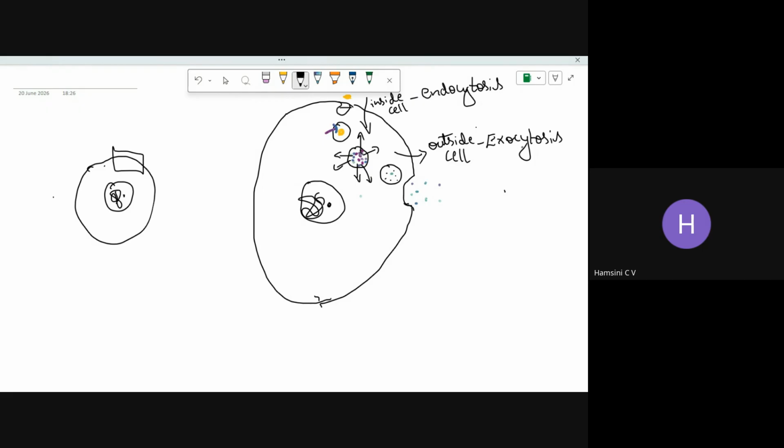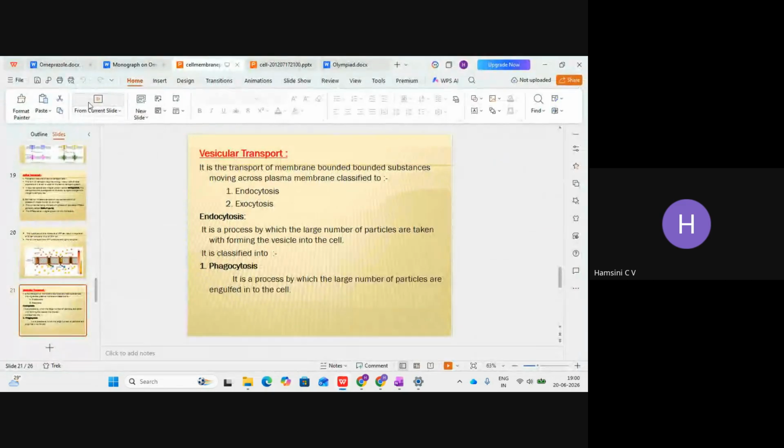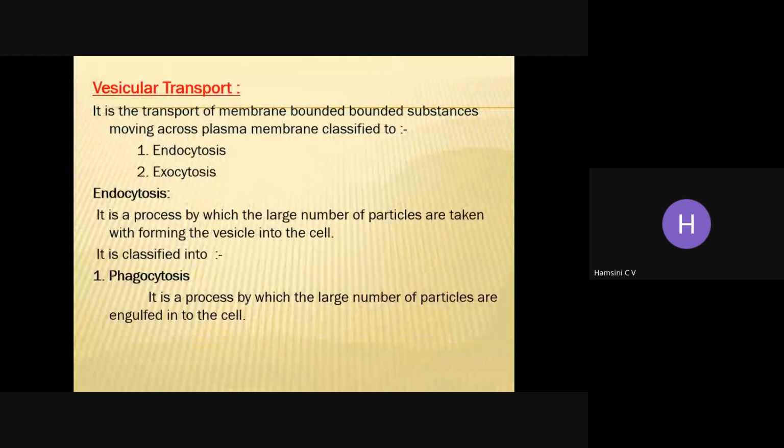Yes. So coming back here, I will show you in this picture now. See. First one is endocytosis. In endocytosis, there are different types of taking inside the cell. It is a process by which a large number of particles are taken in, forming the vesicle inside. So here you saw how the vesicle is formed. Based on the type of substance which is taken inside, it can be named as phagocytosis, pinocytosis, and receptor-mediated endocytosis.